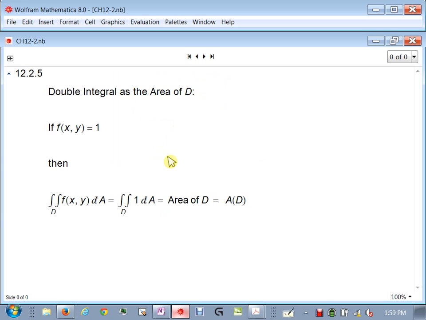Okay, double integral as the area of D. This is one of our main results. If you have that your function, your integrand, the thing you're integrating, is the constant 1, then the double integral over D of 1 will be equal to the area of D.